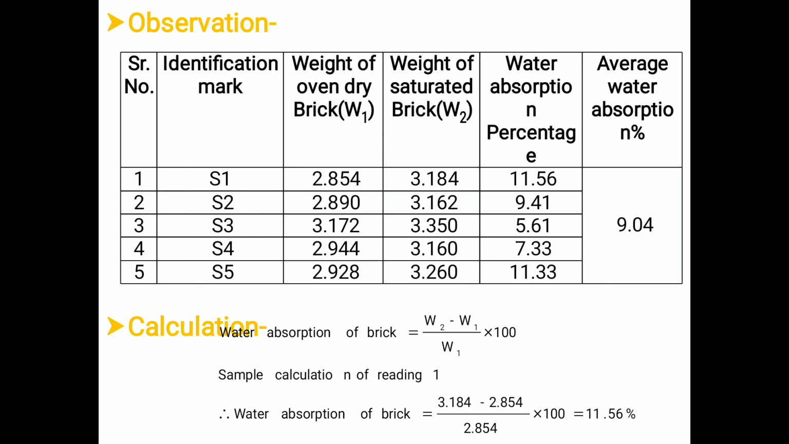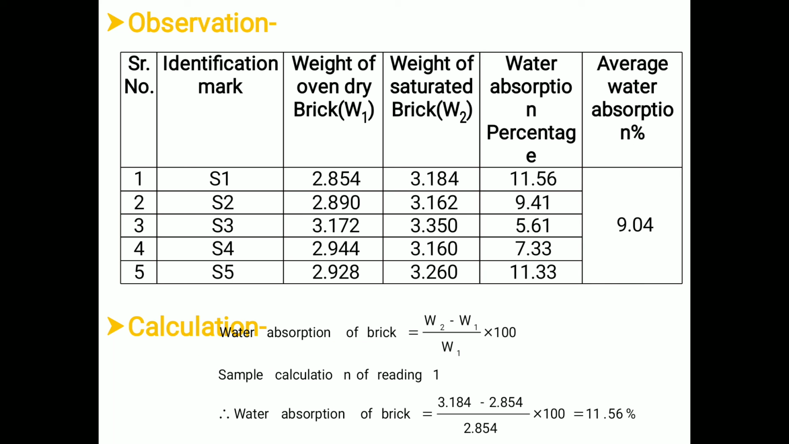Therefore, how to calculate the value of water absorption? Water absorption can be given by this formula: W2 minus W1 upon W1, into 100. And this is the water absorption, in average.